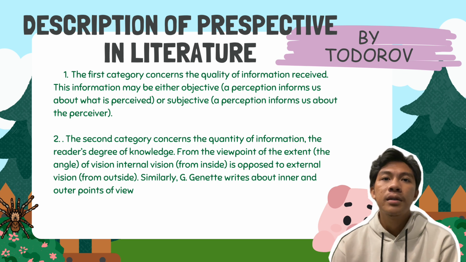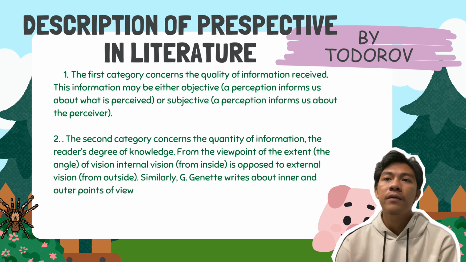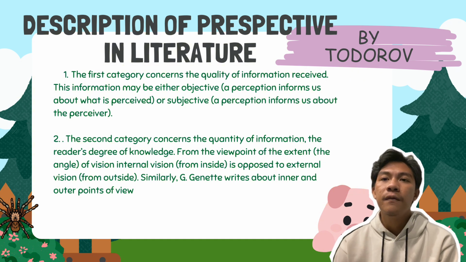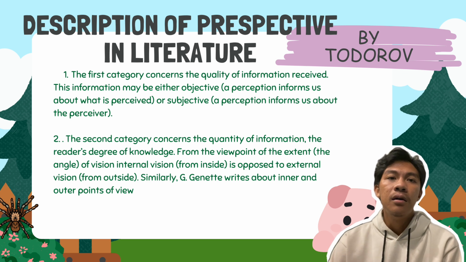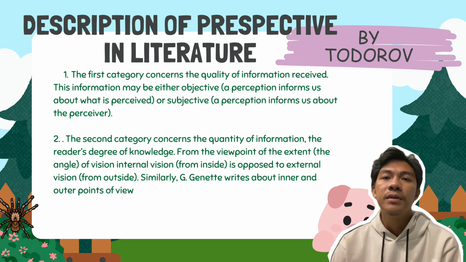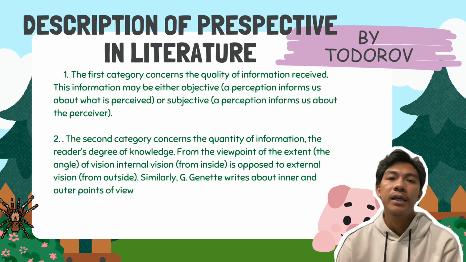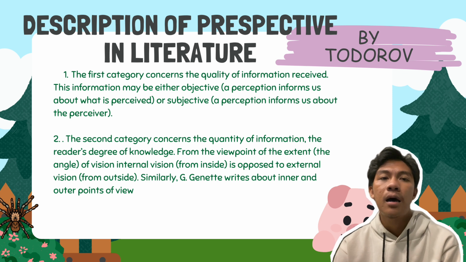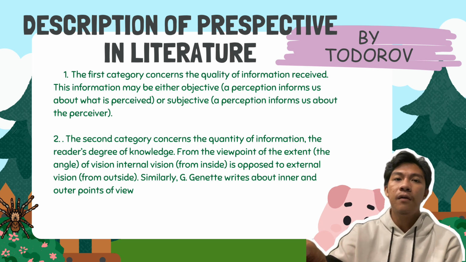The second category concerns the quantity of information the readers take, or knowledge from the viewpoint of the extent. The extent means the angle of vision; internal vision from the inside is opposed to external vision from outside. Similarly, G. Genette writes about inner and outer points of view.